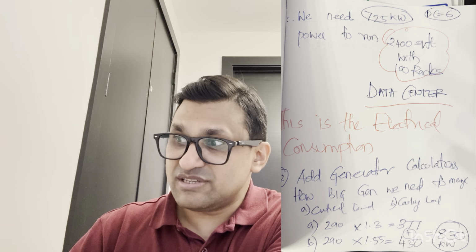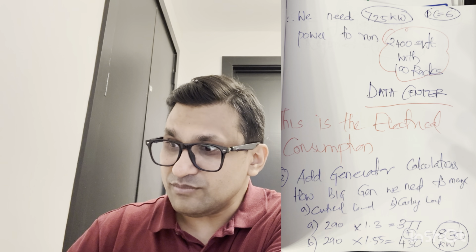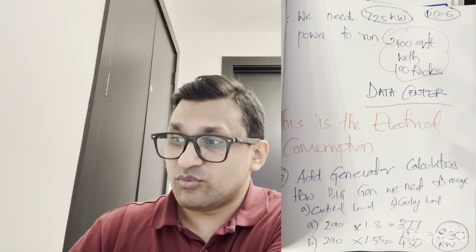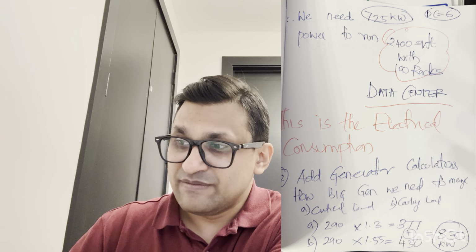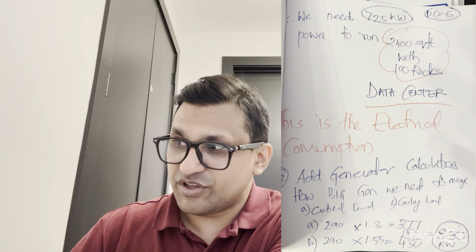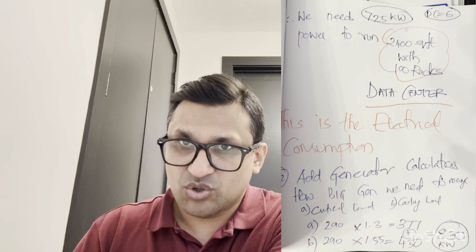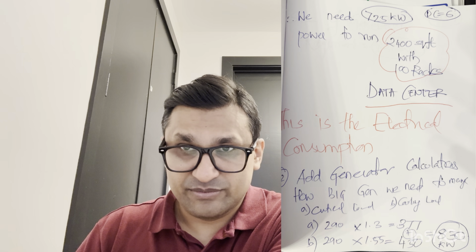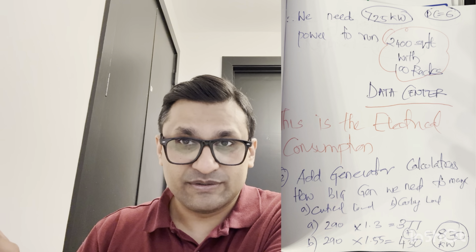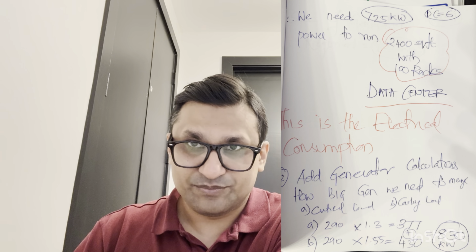How big of a generator set do we need to manage the critical load and cooling load? 290 was the critical load. 290 times 1.3 is 377 kilowatts. That's the critical load. And for the cooling load, 290 times 1.55 is 450 kilowatts. So the total of 830 kilowatts is the size of the generator required. In case of a power failure, we need a generator of 830 kilowatts to manage the data center until the power is restored.